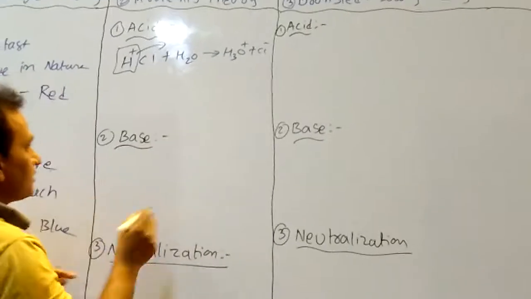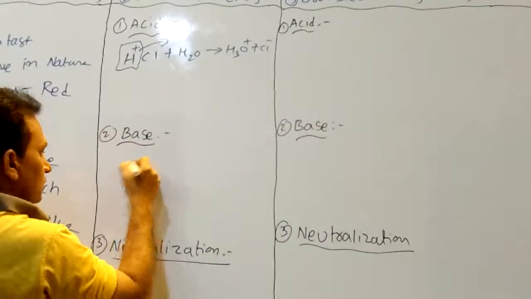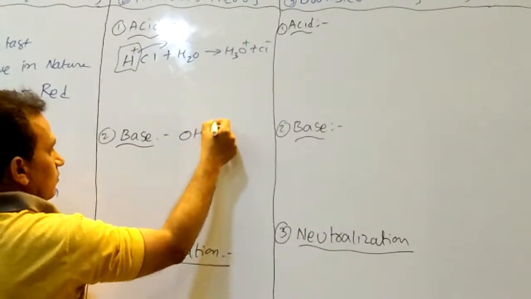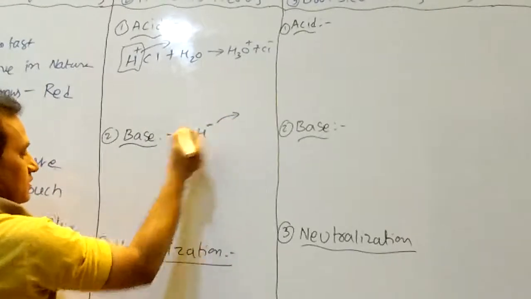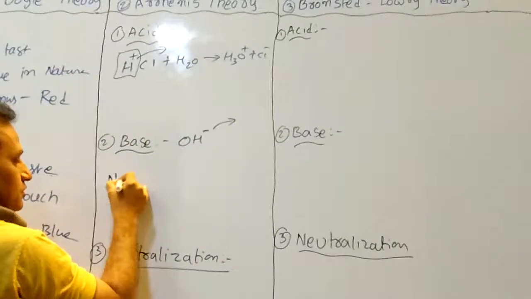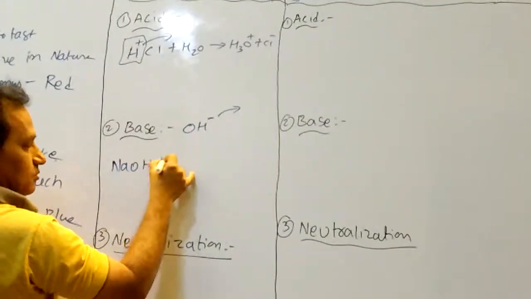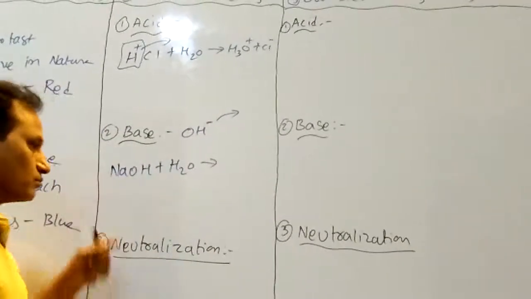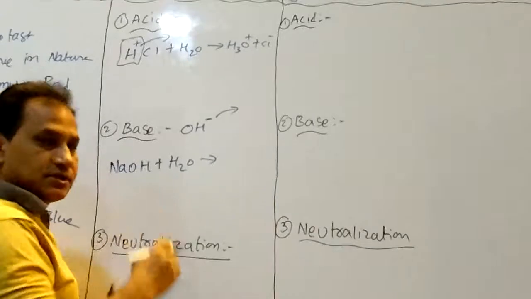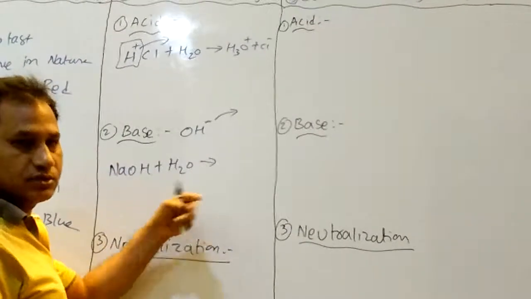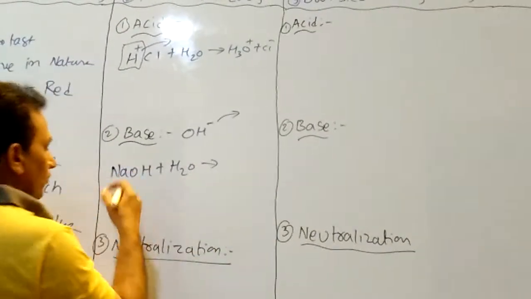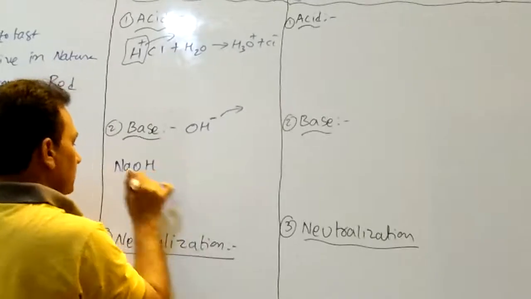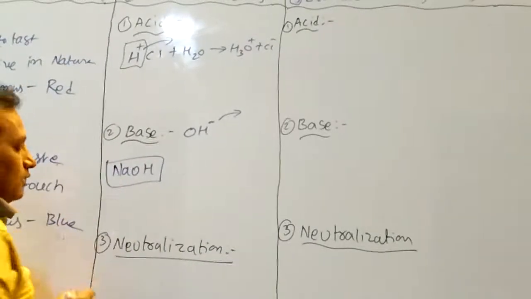And what is a base? Any substance which releases OH minus, like NaOH in water. That is important. The substance that releases OH minus in water is known as a base. NaOH is a base according to him.